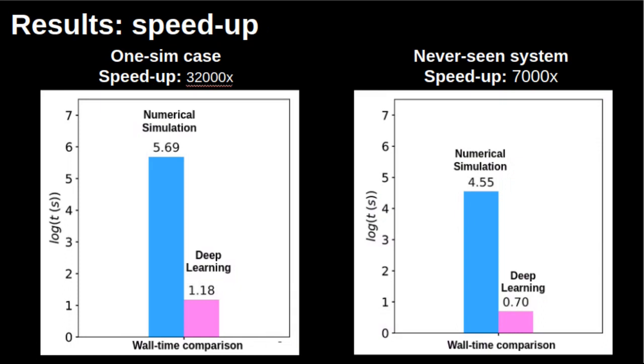We see that deep learning can be this new method, but we want to see if it can speed up numerical simulations. And the answer is yes. In the one-simulation case, the speed up is 32,000 times faster than numerical simulations. For the never-seen system, the speed up is 7,000. The reason the never-seen system is a little lower than the one-simulation case is because the training set is larger, so the training time is also larger. But in both cases, they are faster than numerical simulation.